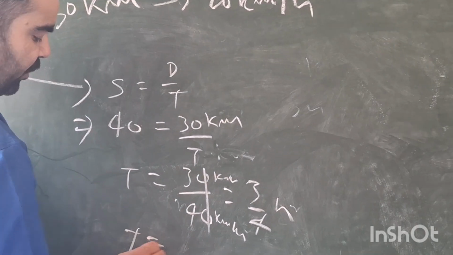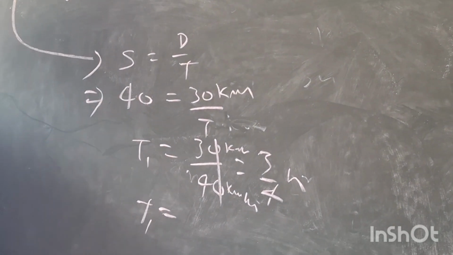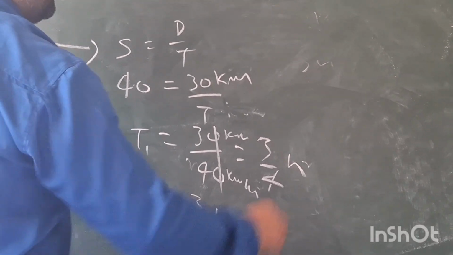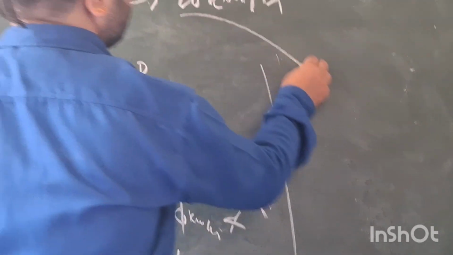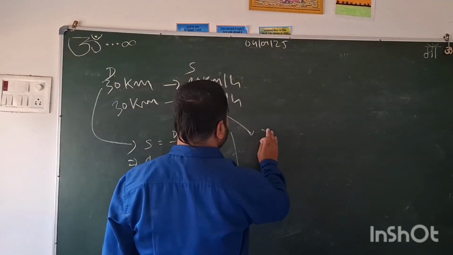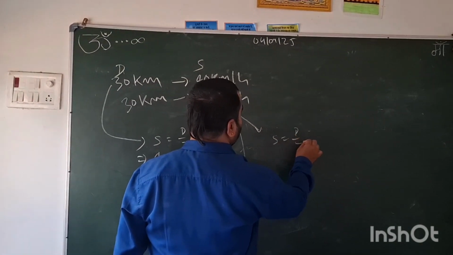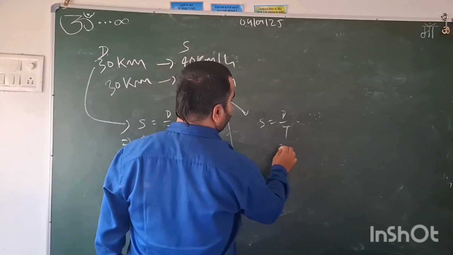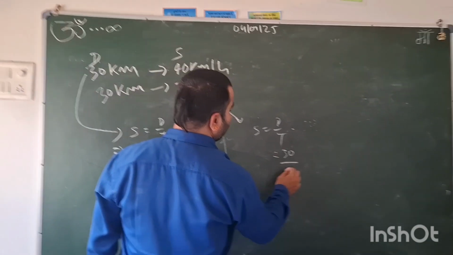Let it be t1. Okay, in the first case t1 is 3 by 4 hours. Correct. Now the second case. In this case, what is your distance? Distance is the same. S is equal to D by T. Distance is 30 kilometer only. Okay, 30, write it here. 30 by T, and T is not given.